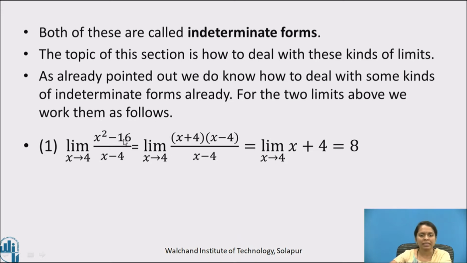For example, let us consider the first one, limit x tends to 4 of numerator x square minus 16 divided by x minus 4. So, here we will factorize the numerator as x plus 4 into x minus 4. Now, one of the factors is common, it is present in the denominator also, so we will cancel it out. And now, substitute the value of x to be 4 and hence you will obtain limit x tends to 4 of x plus 4 equal to 4 plus 4, that is 8.